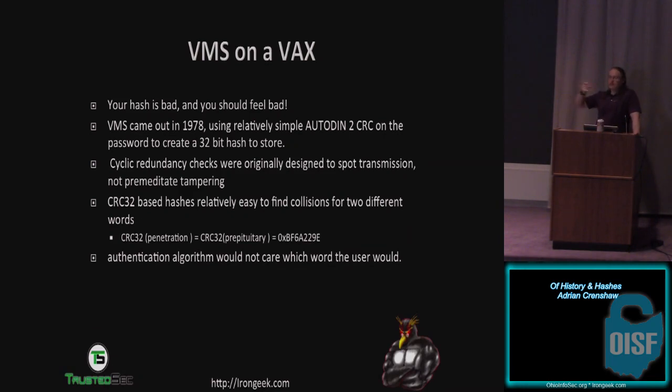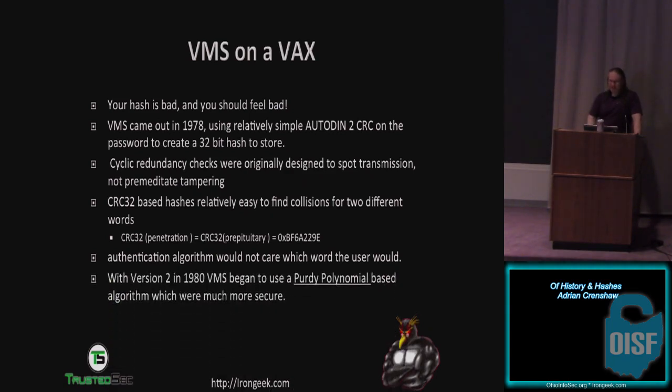Because remember what it's doing: you're entering the password, it's making a hash, then it's comparing that hash to a table and saying, oh, it's the right hash? Then you must have the right password. So it was easy to generate collisions. With version 2 in 1980, they began using the Purdy polynomial-based algorithm, which was apparently much more secure, but I haven't found much on it.